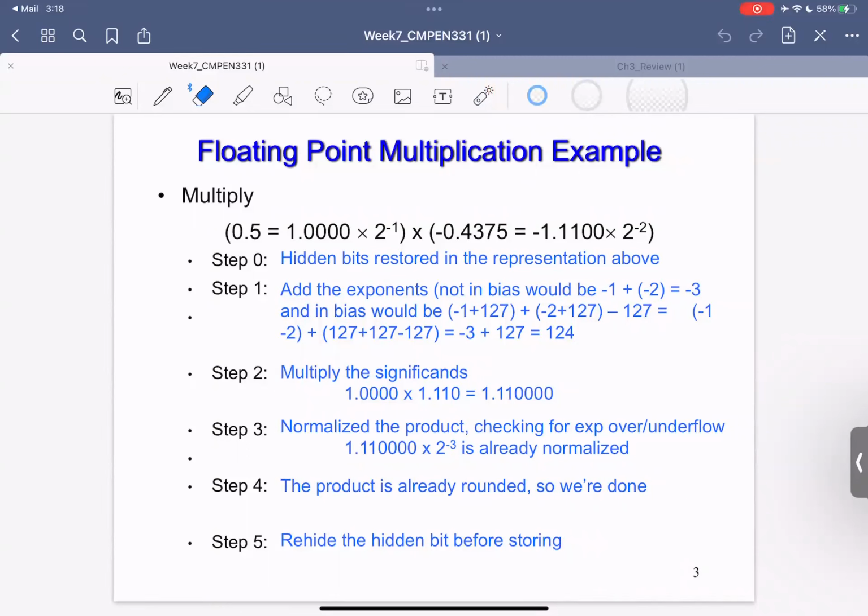I can do exactly the same things if I would like to multiply floating point binary numbers. Suppose that I would like to multiply 0.5 by that number. If you recall, these were the two numbers that I had in the addition earlier. We have shown you that 0.5 is that in binary, and that number is this in binary. Again, we need to follow certain steps in order to do that multiplication. Let's go over this step by step.